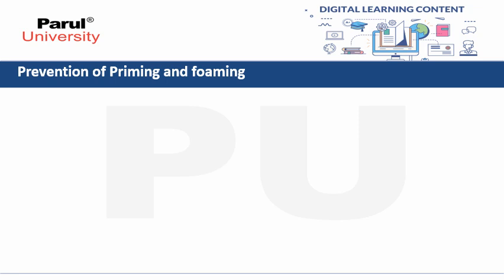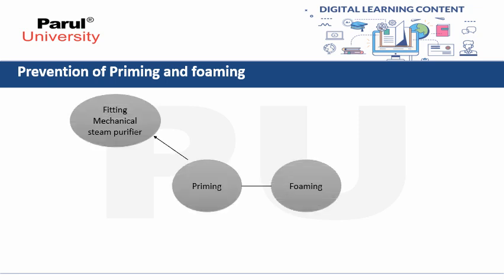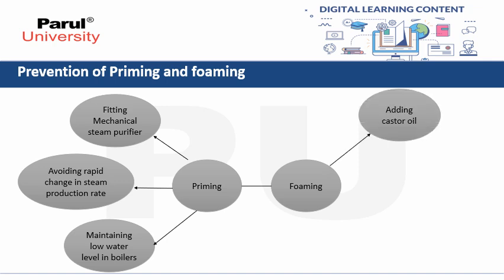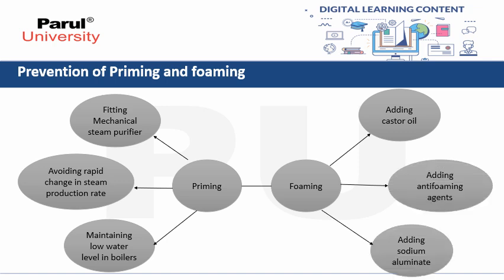Prevention of priming and foaming. Priming can be prevented through fitting a mechanical steam purifier, by avoiding rapid change in the steam production rate, and by maintaining low water levels in the boilers, whereas foaming can be prevented by adding castor oil, adding anti-foaming agents, and adding sodium aluminate.